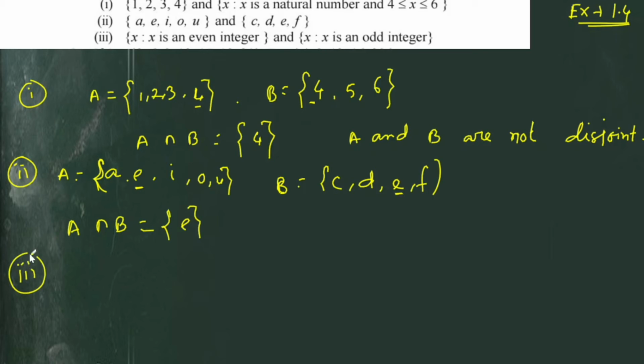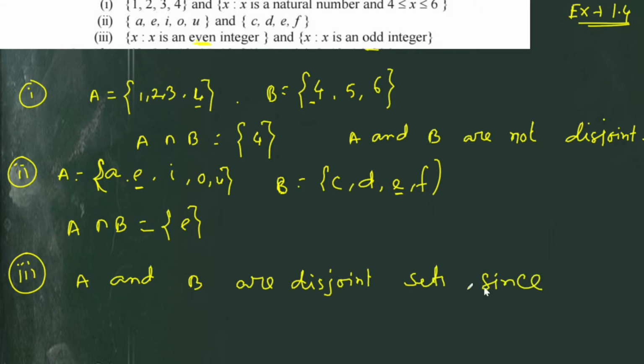Next, number 3: x is an even integer, and here it is not negative or positive, only even integer, and the other set is x an odd integer. Here odd integer, even integer, so no common element is there. In that case this pair will be disjoint sets. So number 3, A and B are disjoint sets, since A intersection B equals φ.